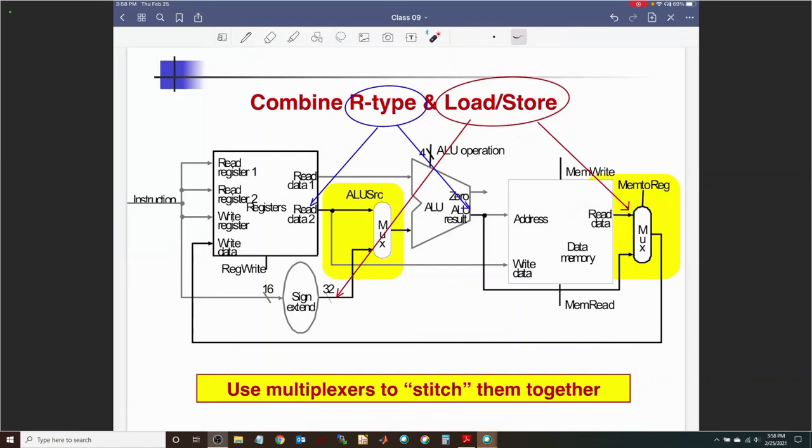So we have got two muxes over here with two special controls called ALU source and memory to register that allow us to stitch the R-type and the load store data path components. And we're using multiplexers to stitch them together.